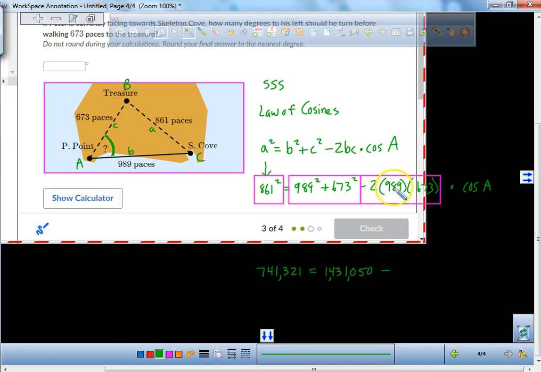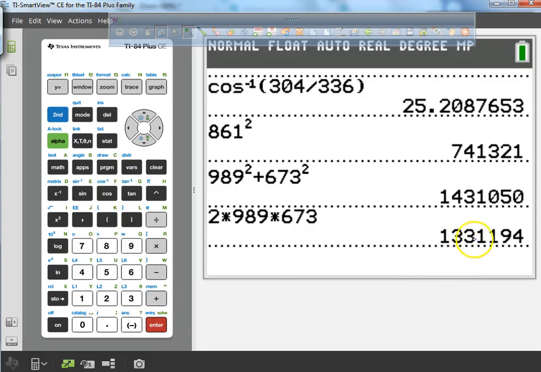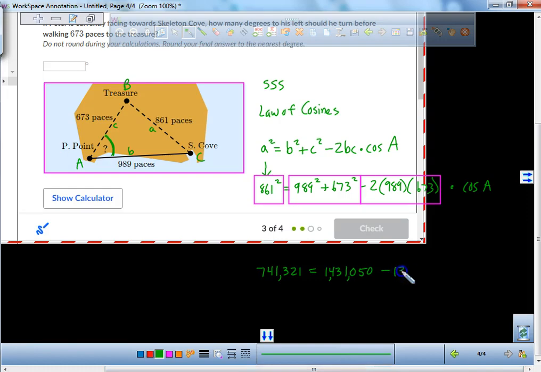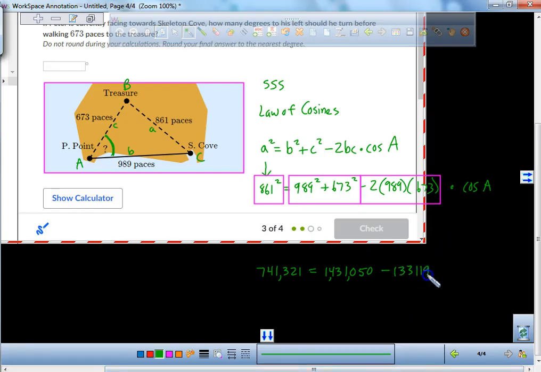Minus, I'm doing 2 times 989 times 673. So do 2 times 989 times 673. That's 1,331,194, times the cosine of A. Do not subtract these, all right? Do not subtract these right here.